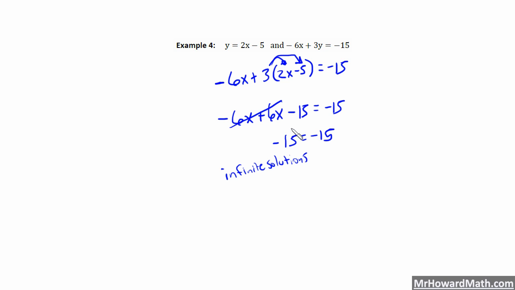Okay, and what that means is this line, y equals 2x minus 5, and this line, negative 6x plus 3y equals negative 15, is the exact same line. So they are literally stacked on top of each other. Okay, so that's where the infinite solutions comes from. They are the exact same line.